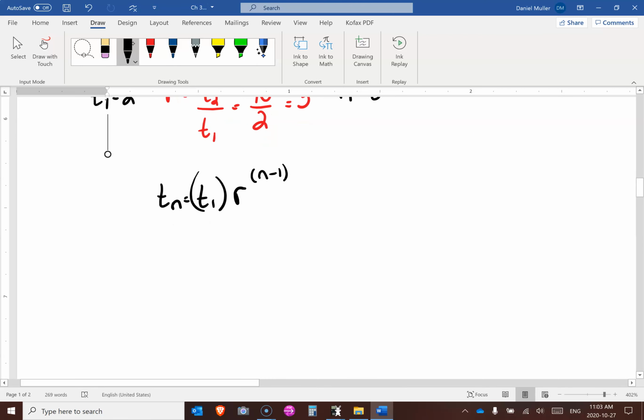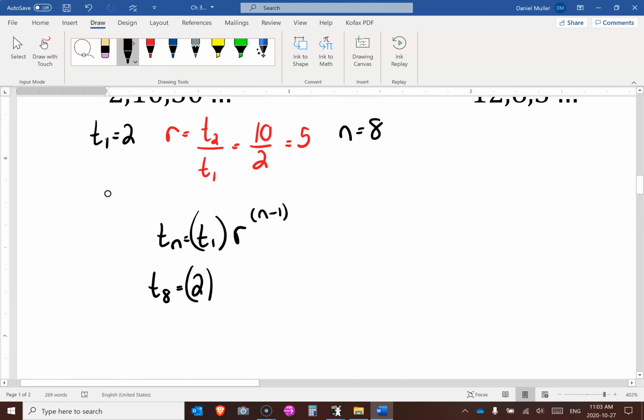So we're going to go T8 is the first term, which I've forgotten already, I think it's 2, times 5 to the power of 8 minus 1. Now, a bunch of people want to go 10: 2 times 5 is 10. And you're right, 2 times 5 is 10.